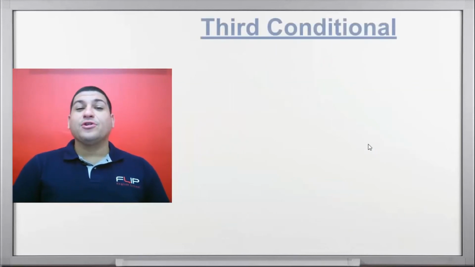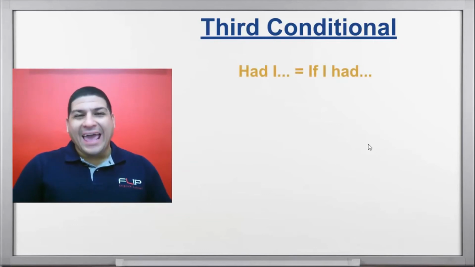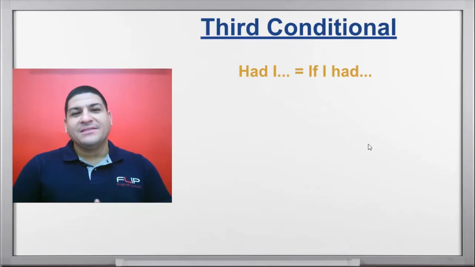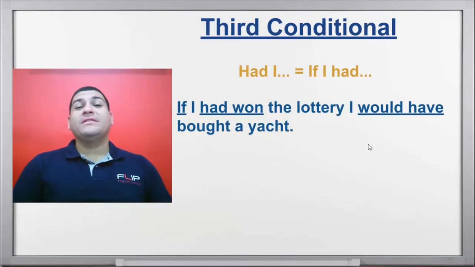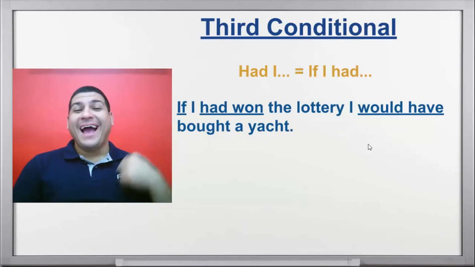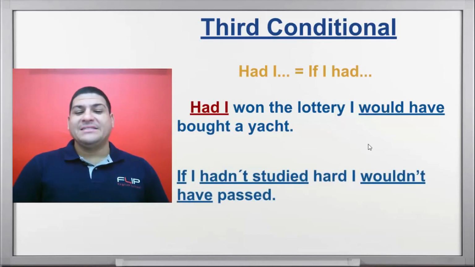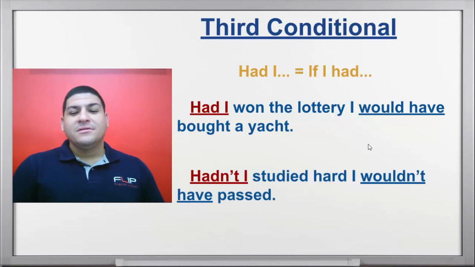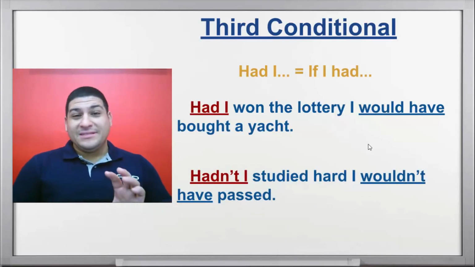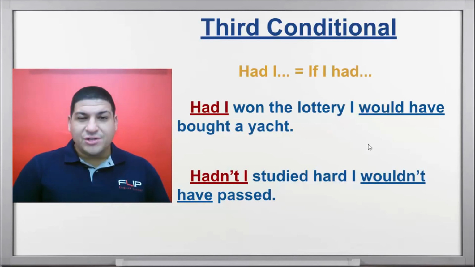Okay? Well, I have one more thing to add here. A lot of times in third conditional, okay, we can use had or had I to substitute if I had. Okay? So, for example here, if I had won the lottery, I would have bought a yacht. I can say, had I won the lottery, I would have bought a yacht. Okay? Another example here in the negative. If I hadn't studied hard, I wouldn't have passed. Hadn't I studied hard, I wouldn't have passed. Okay? It's the same meaning. It's still third conditional. Okay?